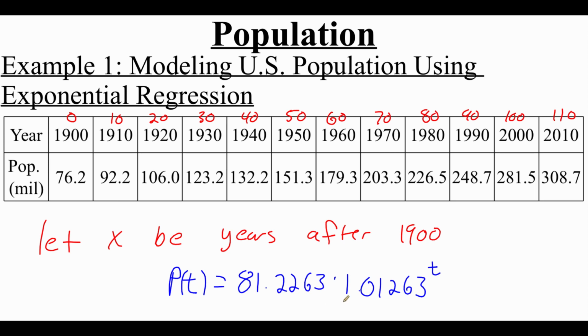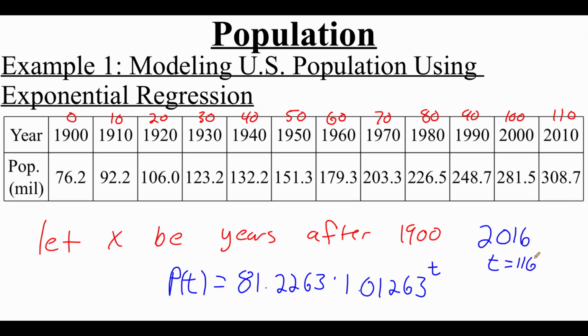Now this function is a pretty good fit for the data that we're given, so we can use this to do a little predicting. So say we wanted to predict the population in the year 2016. Well, first we would have to find a t value that corresponds with the year 2016. If 2010 was 110, then 2016 would be a t value of 116.